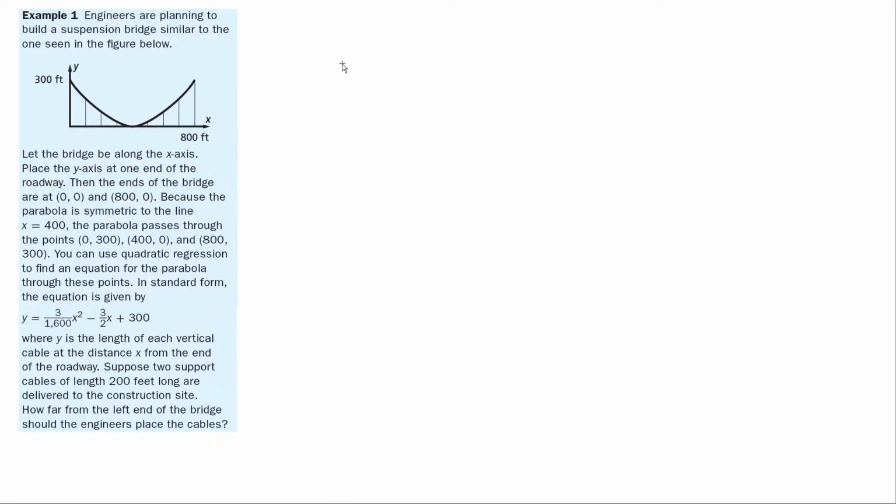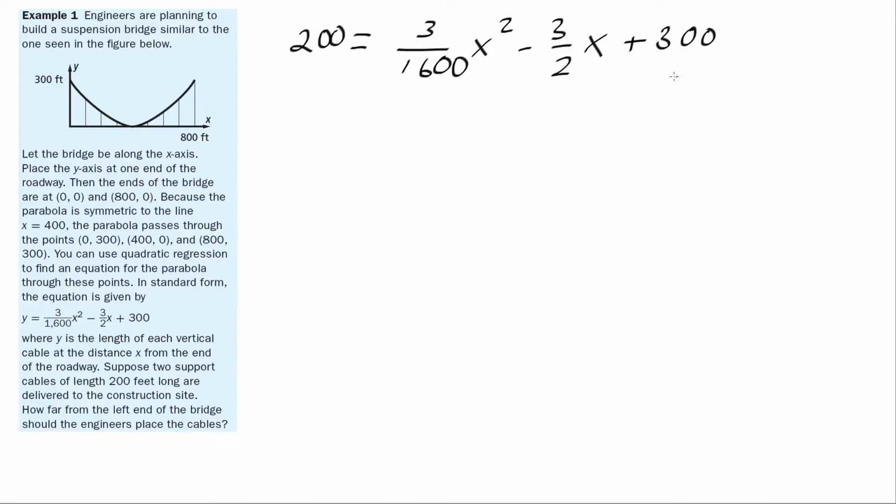So the length is 200, so x is whatever it is and y is 200. So we have that 200 equals, 200 is the y value, right? 3 over 1600 x squared minus 3 halves times x plus 300. There we go. We've got our quadratic equation.